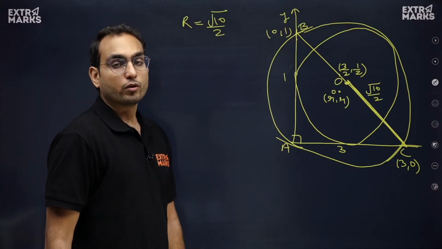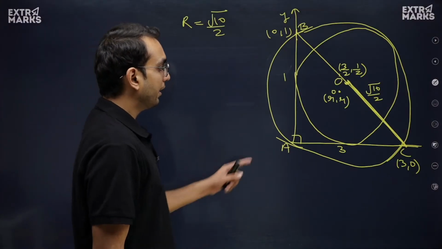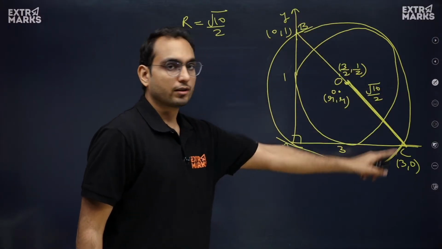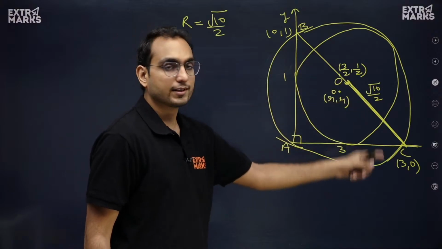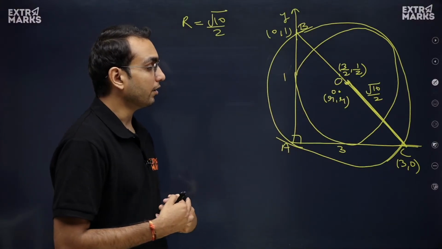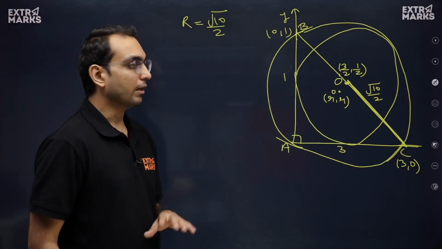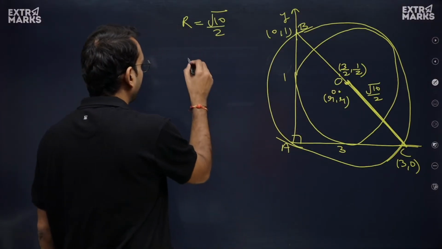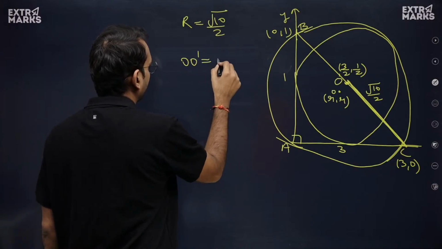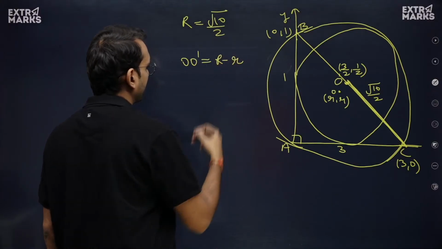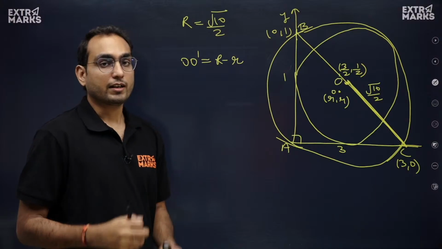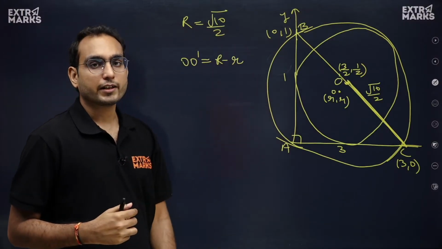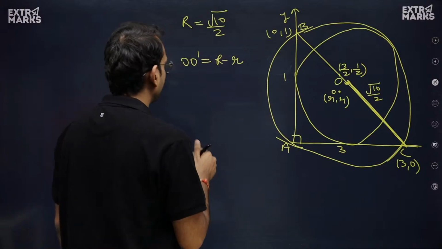Now what is the only variable left? The only variable left is small r. We know the equation of the bigger circle, we know the equation of the inner circle, we know that both are touching internally. So now we can apply the condition for internal touching, that is O dash O is R minus r. So the distance between the centers is the difference between their radii.